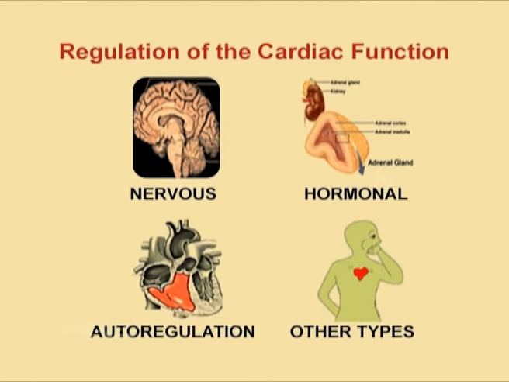Let us have a look at them one by one. Here you can see that the regulation of cardiac function is done by the nervous, that is the brain, the hormonal, that is the hormone secreted from the adrenal gland, the autoregulation mechanism, that is the baroreceptors, and a few other exogenous factors that also contribute towards the control of heartbeat. Let us have a look at the nervous control of the heart all over again in detail.